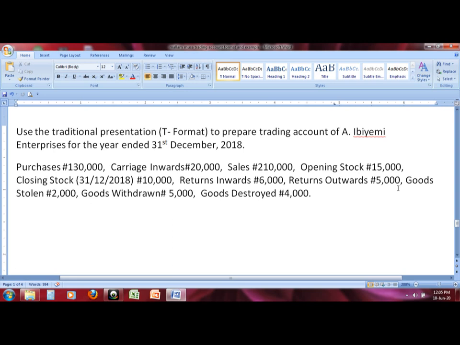Get that one right. So you can be given purchases, carriage inward, return outward, return inward, sales, and you also prepare your trading account. You are still on the right path. And closing stock, you are still on the right path. Use it to prepare your trading account. At the end of that period, you are going to determine the closing stock. It is the closing stock of this year that you bring forward to the next year that will serve as your opening stock.